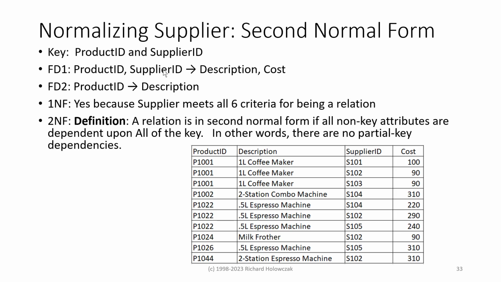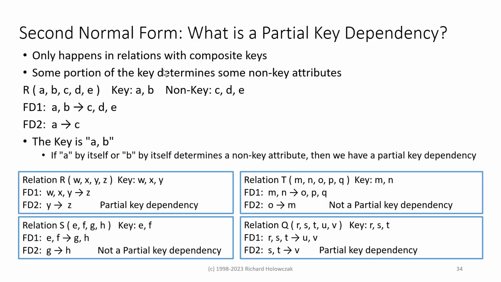Let's look at a couple of examples. A partial key dependency only occurs in relations that have composite keys. And it happens when we have part of the key determining a non-key attribute. It could be any portion of the key at all. So here's an example relation R with attributes A, B, C, D, E. I've defined the key as AB, which means the non-key attributes are C, D, and E.